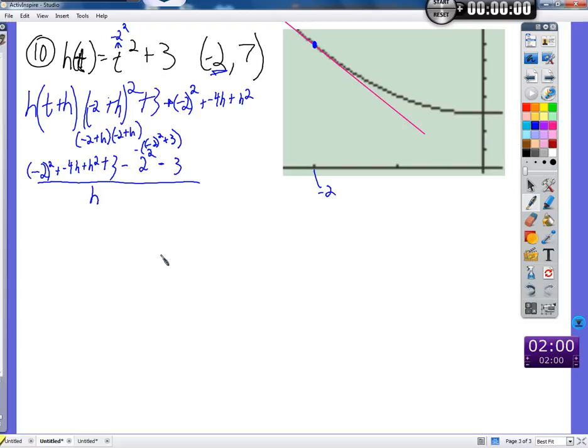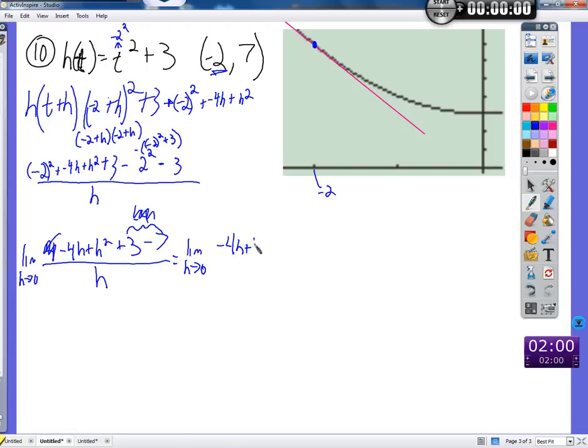Okay, 2 squared is 4, so here we have, let's just work it from here. Minus 4h plus h squared plus 3, minus 4 minus 3, so minus 7, over h. And we have 3 minus 7 is negative 4. 4 minus 4, those go away. So we should really be taking the limit as h goes to 0 of negative 4h plus h squared over h. H cancels with one of those h's. So we're left with the limit as h approaches 0 of negative 4 plus h. We plug 0 in for h now.